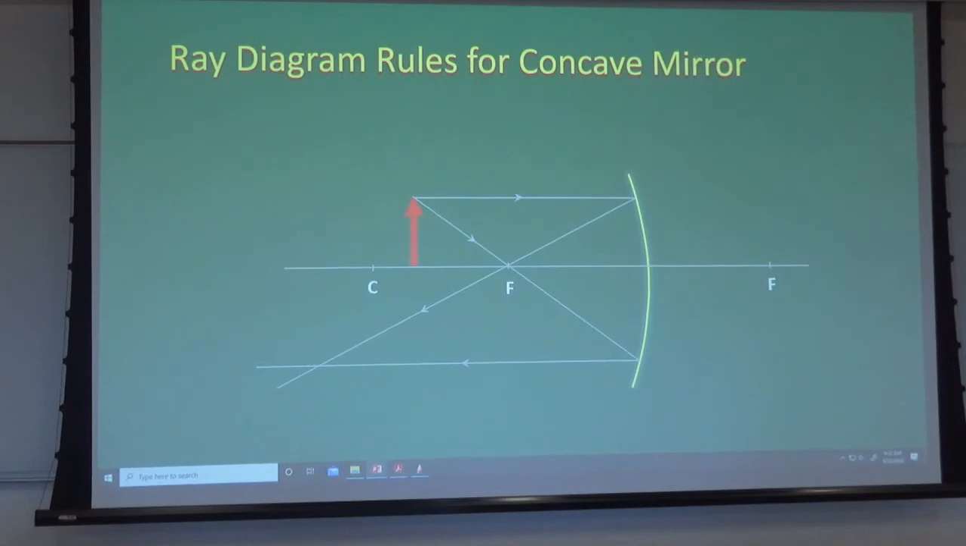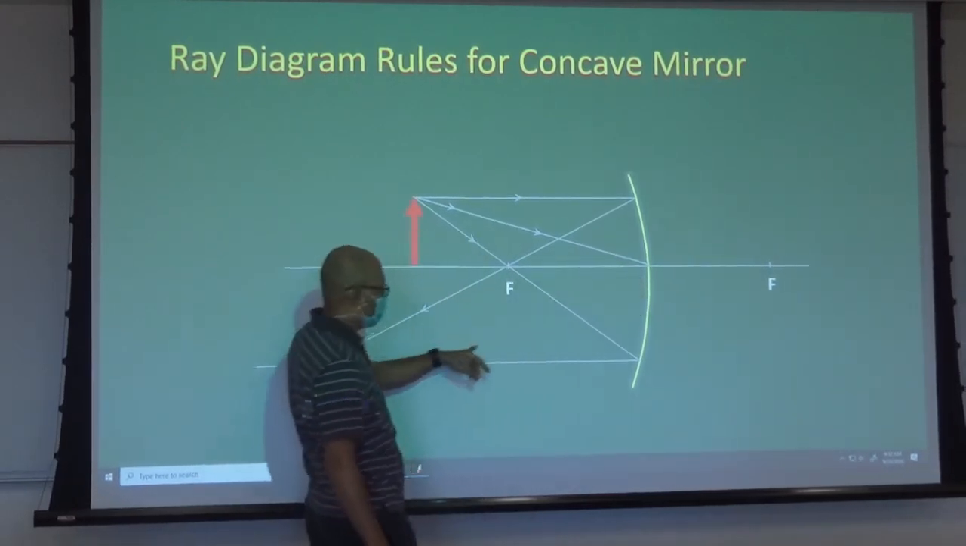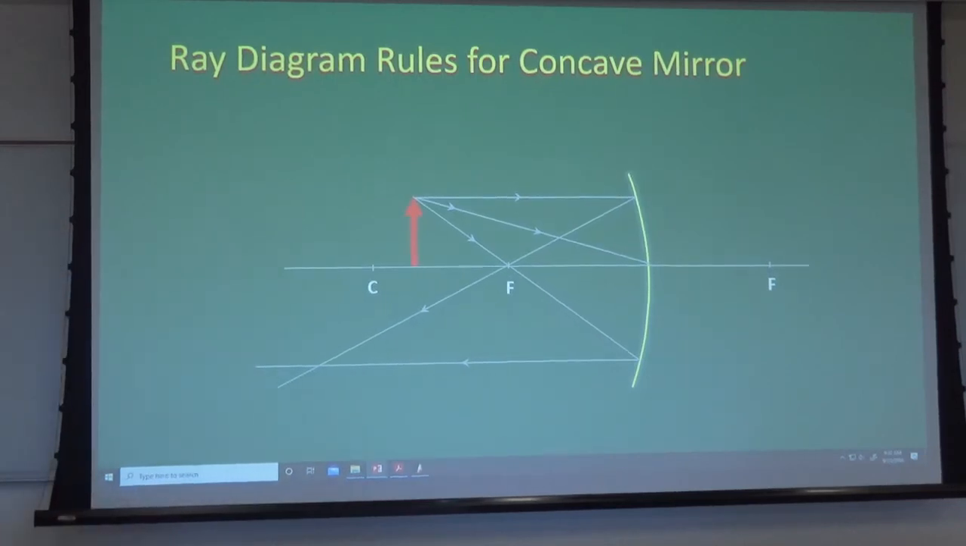And the third rule, if the ray hits the center of the mirror, any ray that hits the optical center will be reflected back with the angle same as this angle. So this is the angle of incidence. Now any ray that would be reflected back at that point would also have the same angle, because it needs to follow the law of reflection. And then you need to see where the rays intersect.